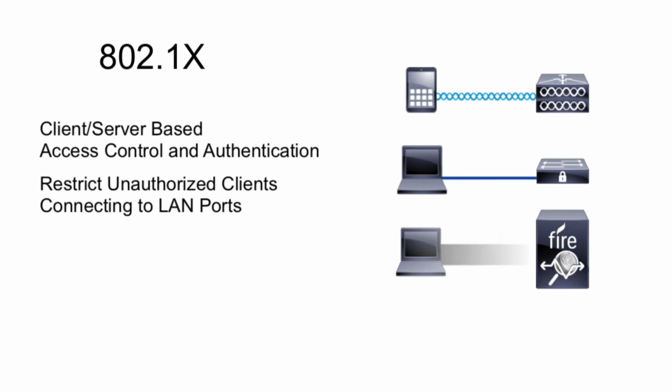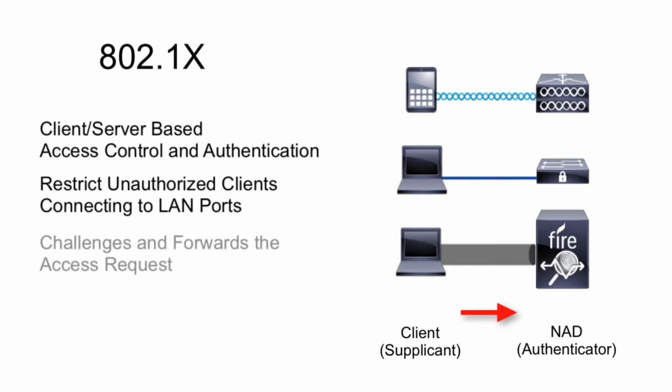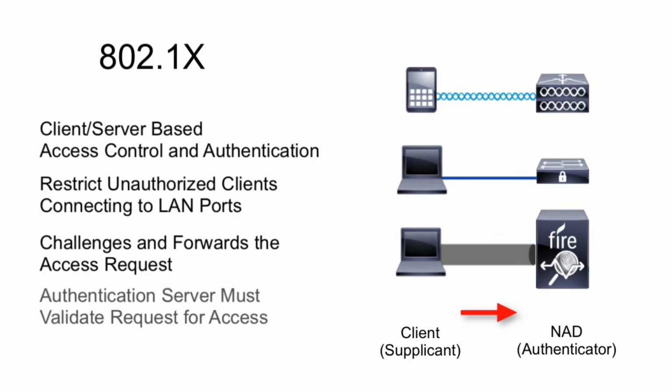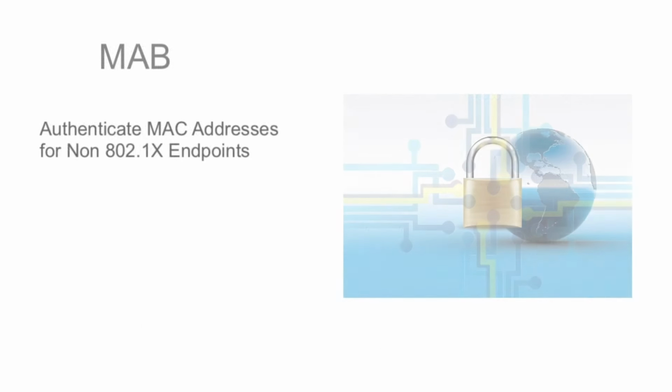This can be wired, wireless, or a VPN connection. A client or supplicant connects to a NAD, or authenticator, that challenges and forwards the access request to an authentication server, which must validate the client's request before any services are offered to the LAN.